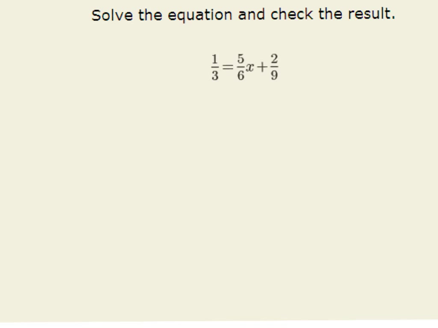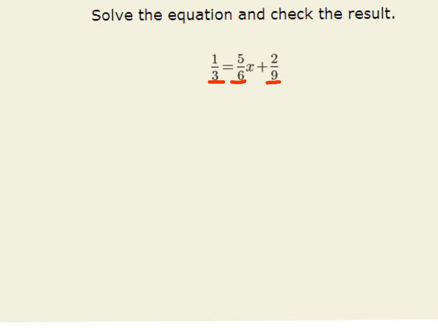Solve the equation and check the results. 1/3 equals 5/6 x plus 2/9. Now, in order to make the fact that there are so many fractions in this equation more simple, I am going to first and foremost change all of the fractions to have a common denominator.